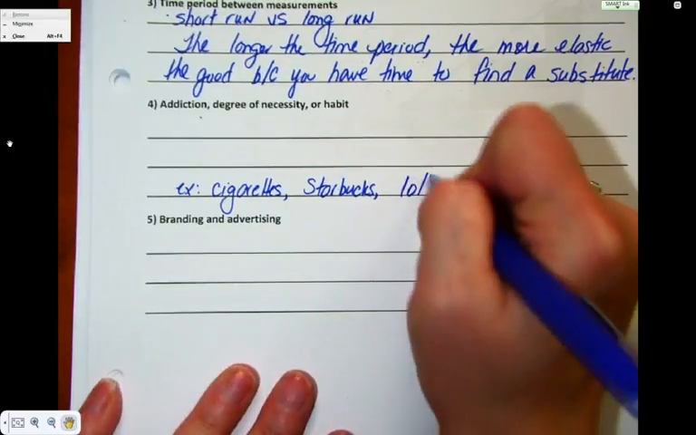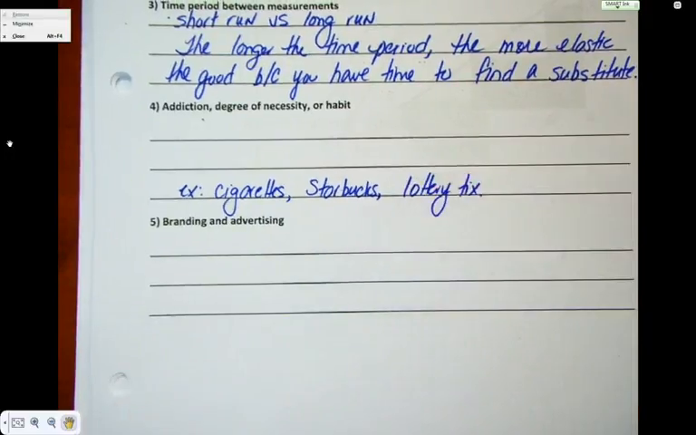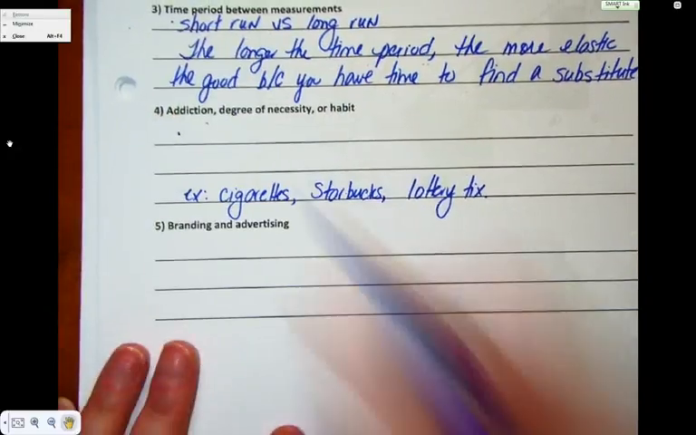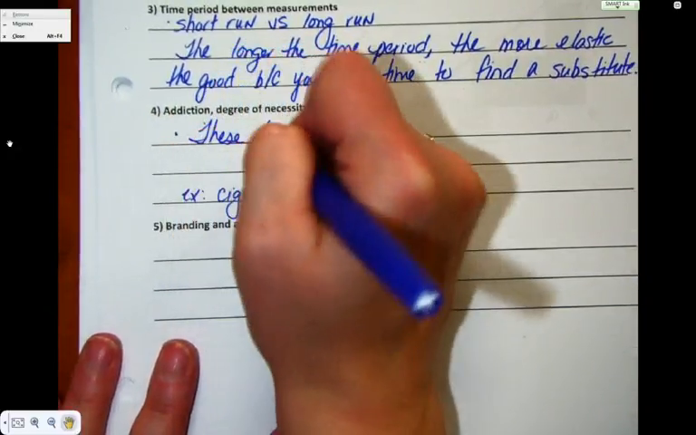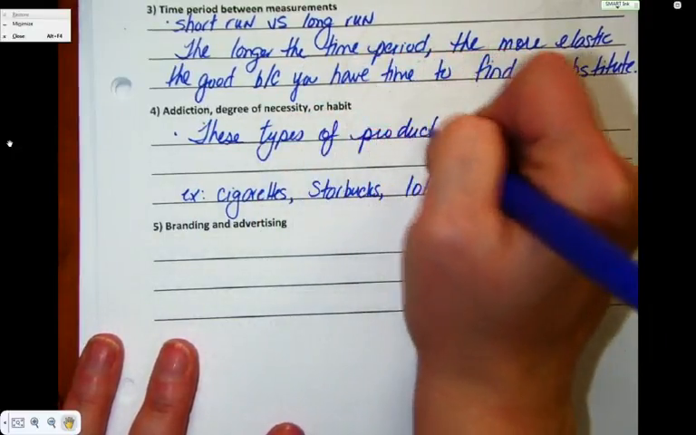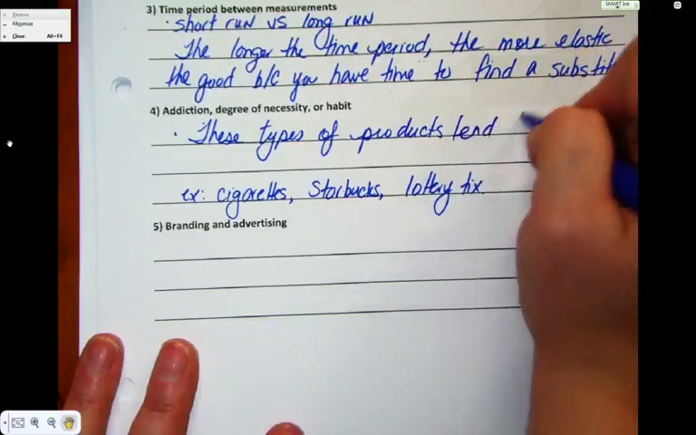Lottery tickets is another one. Some people just have to play every week in the hope that they're going to win. They're obviously not a mathematician. Chances of winning the lottery are equal to the chances of getting struck by lightning 6 times, which means you'd have to be struck 6 times and survive to win the lottery. So these types of products tend to be more inelastic.